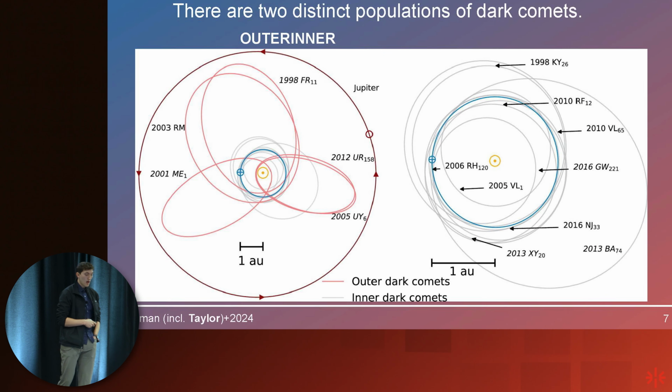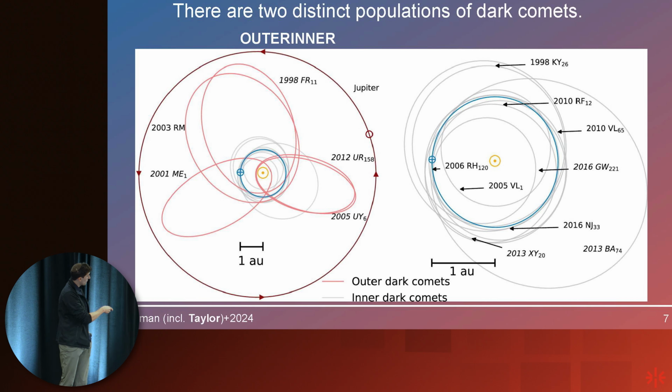Now, moving on from this, we can look at these objects in more detail and study their orbits. What we find as we discover more and more of these objects is that there are actually two populations of them. There are currently 14 objects in total. Some of them, shown here in these red ellipses, are what we call outer dark comets. These are objects with high eccentricity and relatively large semi-major axes. This maroon circle here is Jupiter, and this blue one is the Earth.